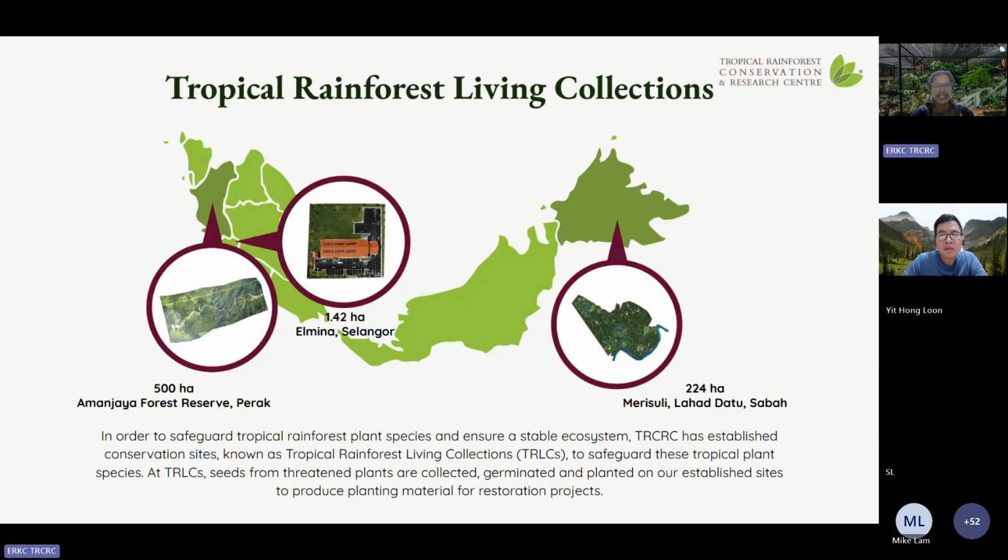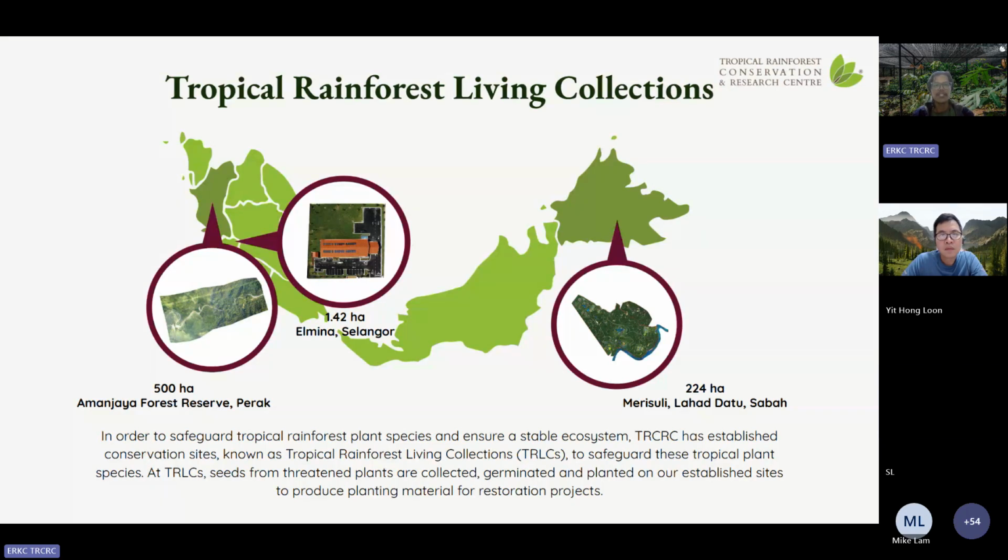In our case, TRCRC is focusing on a very, very special family, where you can see the wings on the seeds. You can see 2 wings, 3 wings, or 5 wings. These seeds are very recalcitrant, which means they cannot be stored. Once the seed drops, it detects moisture and it will start to grow.